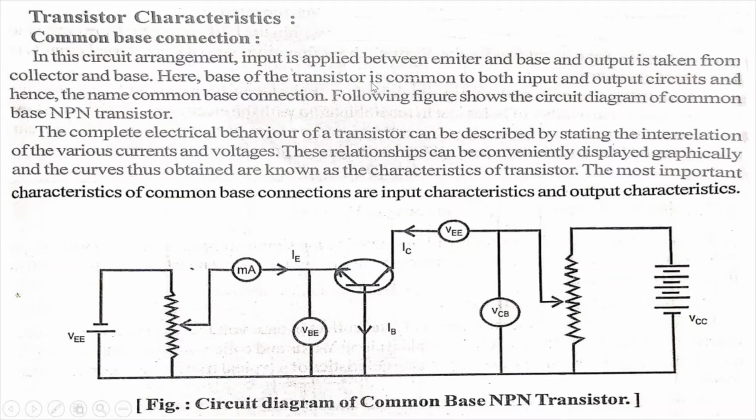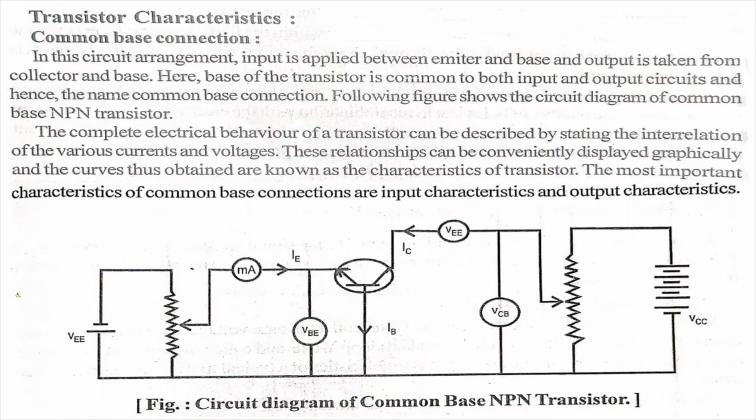Here base of the transistor is common. See in that figure that base terminal, that is emitter terminal, that is collector terminal, that is a base. See base is here common as shown in figure. So common to both input and output circuit. So this base terminal is common to this input and output circuit as shown in figure. Hence the name common base connection.